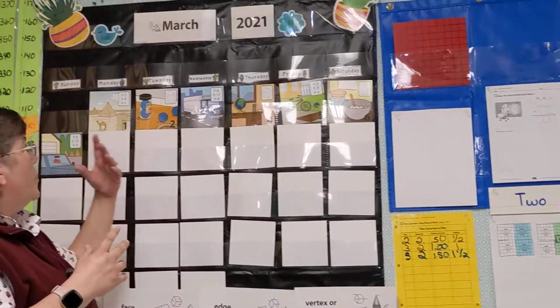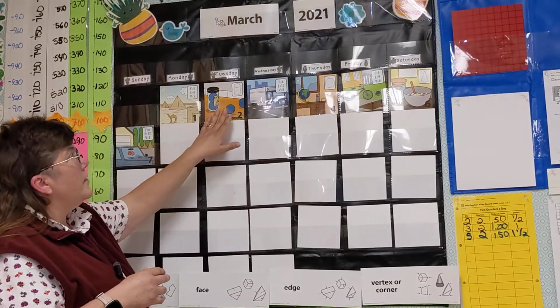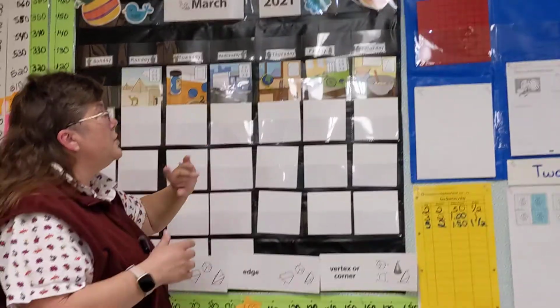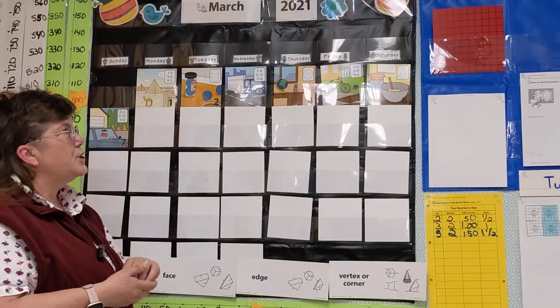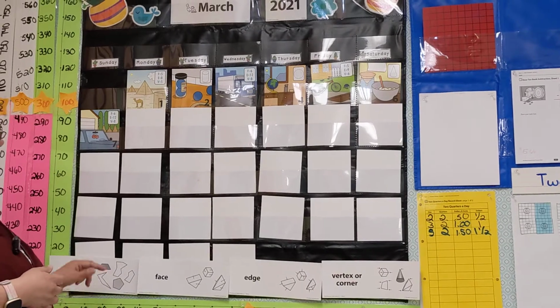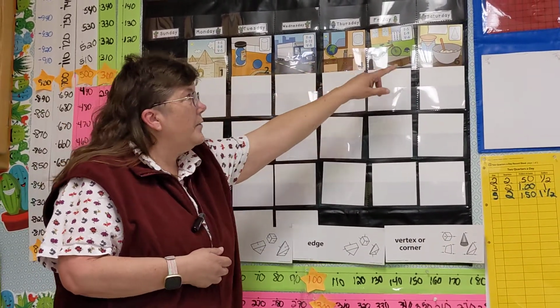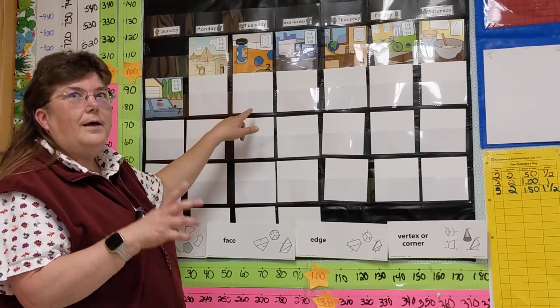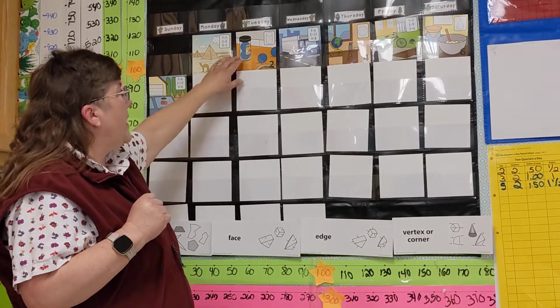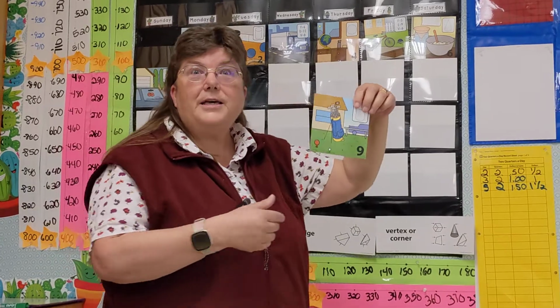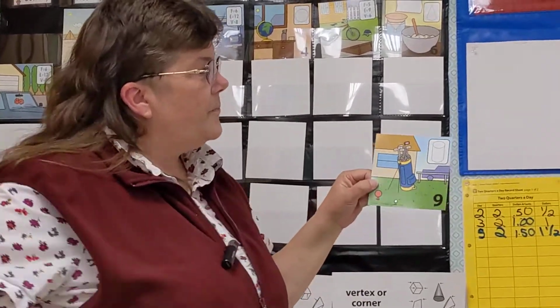So we have been having outdoor, indoor, outdoor, indoor. We've been doing different shapes that are called polygons. So what do you guys think today? Out, in, out, in, out, in, out, in, out. Okay, let's see what it is today. Good job, you guys. It is outside.